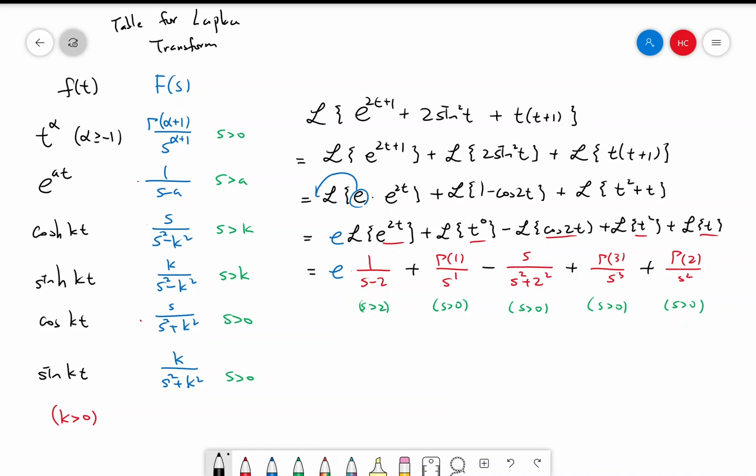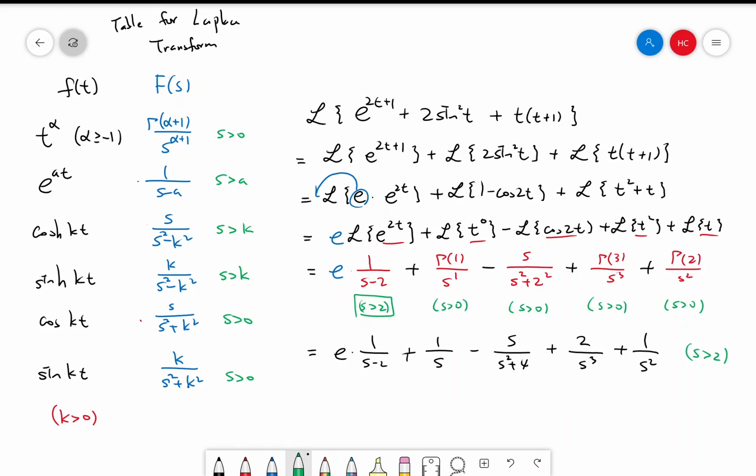And we know gamma of n is n minus 1 factorial, so we can rewrite everything. So this is e over s minus 2, plus 1 over s, minus s over s squared plus 4, plus 2 over s cubed, plus 1 over s squared. And the conditions combined together, we pick the more strict one, so it's s greater than 2. So this is the Laplace transform of this complicated expression.